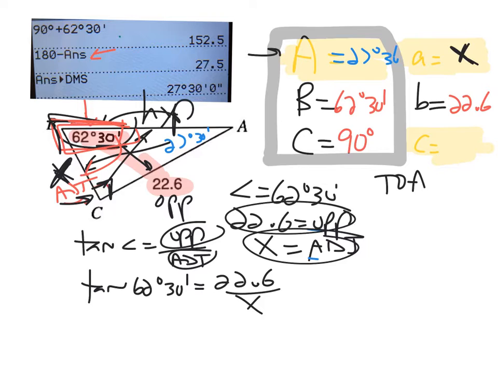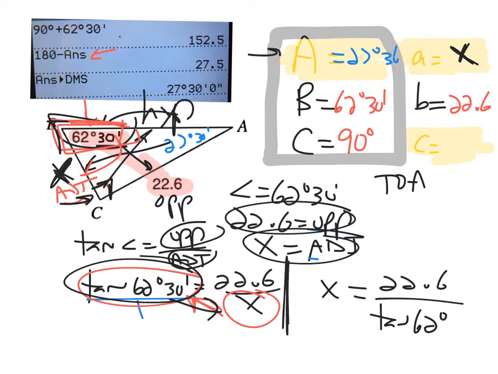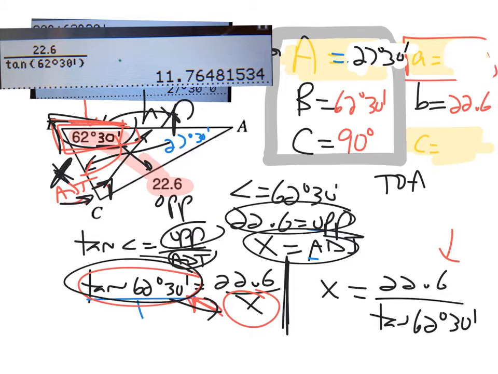which is x. So here I'm going to try to solve this by cross-multiplying. But since my x is in the denominator, I'm going to use that switcheroo rule. I'm going to bring the x to the top. So here I'm going to have x equals 22.6, and now I'm going to bring the tangent to the bottom: the tangent of 62 degrees, 30 minutes. Since I'm finding a side, side A, I'm going to round to the nearest tenth. I'm just going to type in exactly what I see: 22.6 over the tangent of 62:30. So here it looks like little a is going to be 11.8.